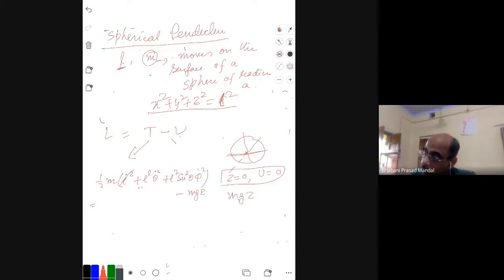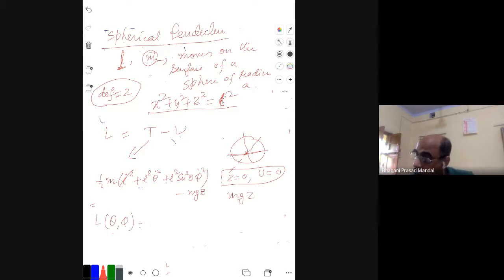So the Lagrangian for a spherical pendulum will have 2 degrees of freedom. It is a motion in 3 dimensions, but the length is fixed, so 2 degrees of freedom. Remember, this problem has 2 degrees of freedom. So my Lagrangian will have 2 variables, and that is theta and phi.